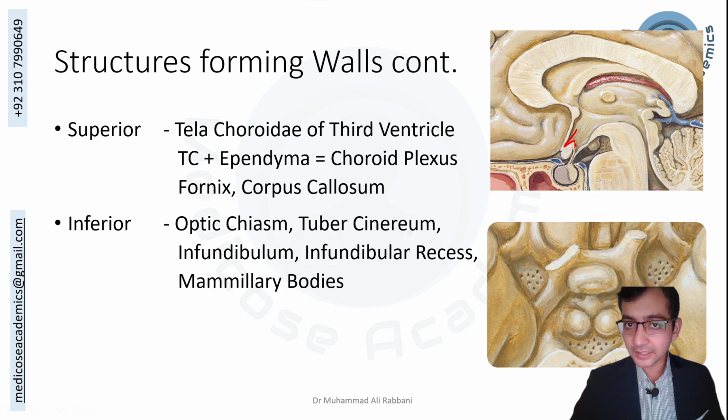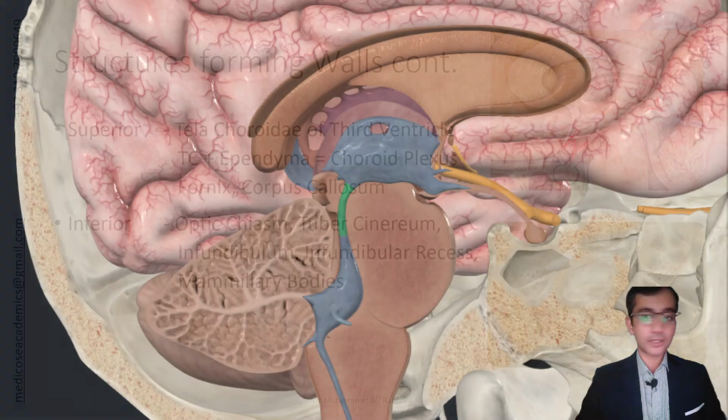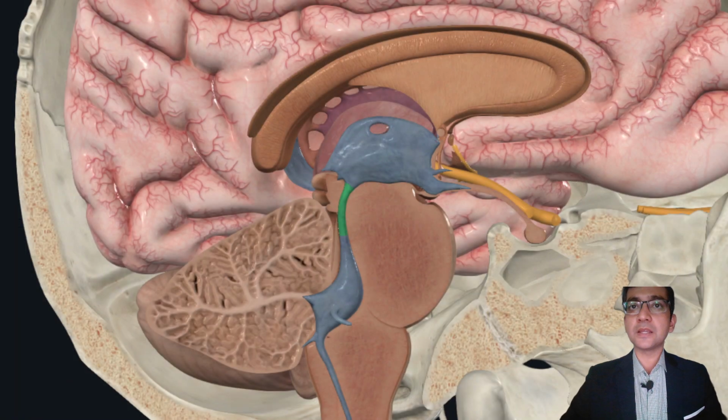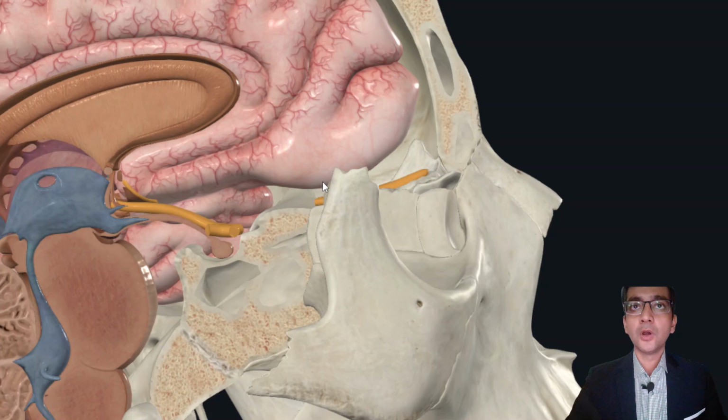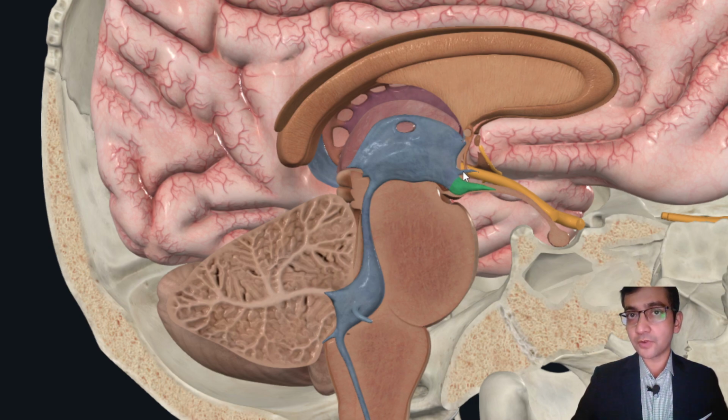The part that is extending into the infundibulum is called the infundibular recess. The part that is extending into the pineal gland stalk is called the pineal recess. And if you see the 3D model, these things have been taken care of. As you can see on the anterior aspect, there is the infundibular recess going into the infundibulum.